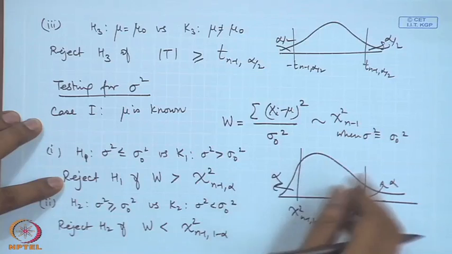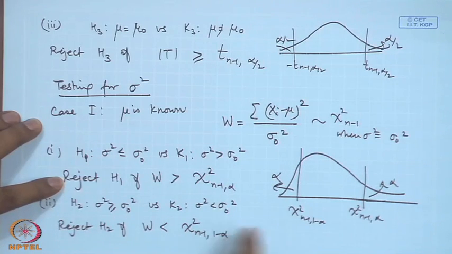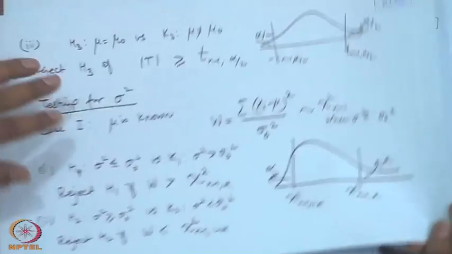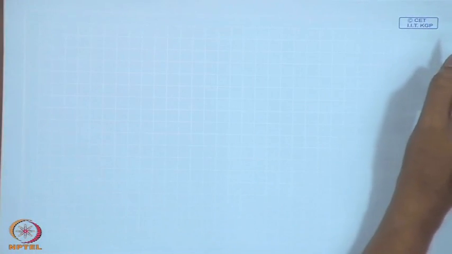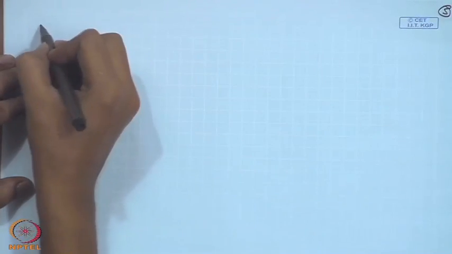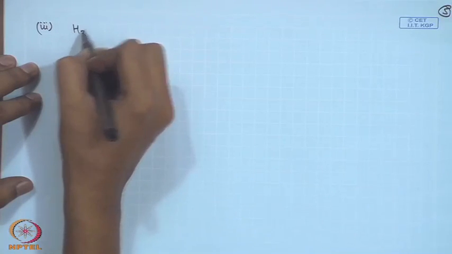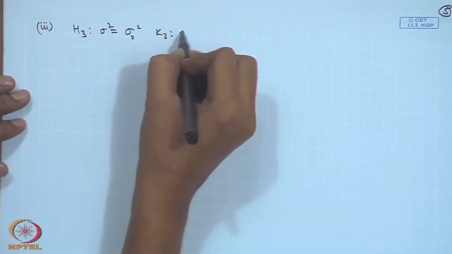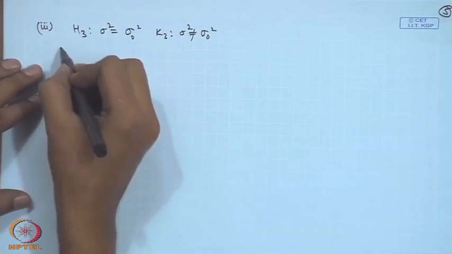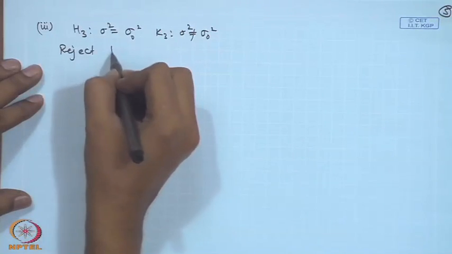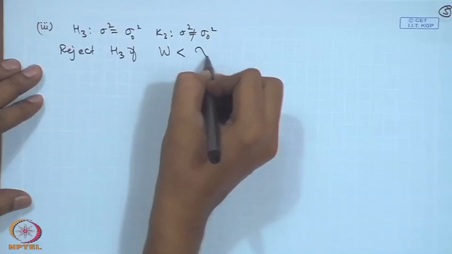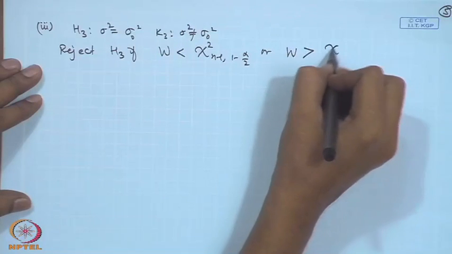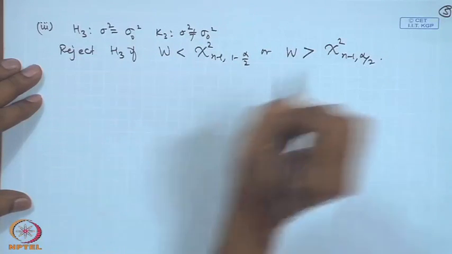This probability is alpha. So, this is not a symmetric distribution, therefore, we cannot write minus here. And we will have a two sided region if we consider sigma square is equal to sigma naught square against sigma square is not equal to sigma naught square. So, the test procedure will be reject H 3 if W is less than chi square n minus 1, 1 minus alpha by 2 or W is greater than chi square n minus 1, alpha by 2.